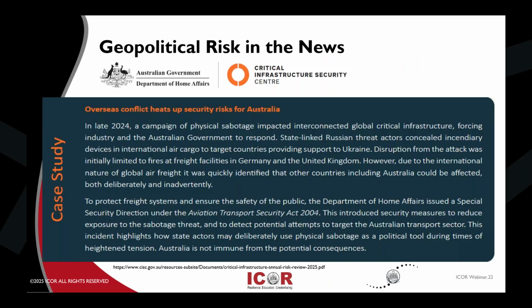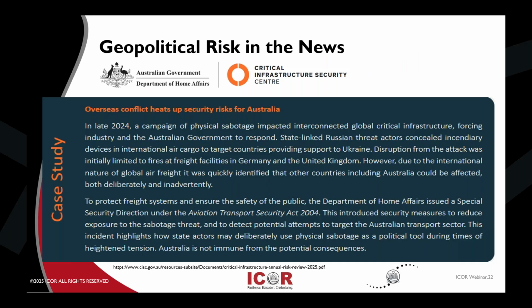They also gave another case study really showing a campaign of physical sabotage in late 2024, November and December, about a year ago. We saw this in other places around the world too, but of course this is coming from Australia, where state-linked Russian threat actors concealed incendiary devices in international air cargo to target countries providing support to Ukraine. Disruption from the attack was initially limited to fires at freight facilities in both Germany and the United Kingdom.